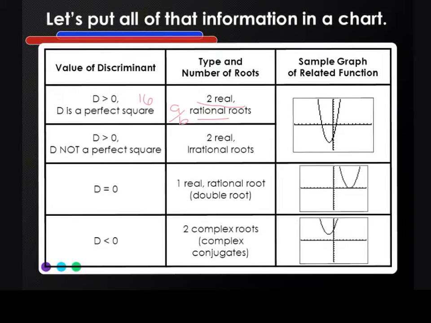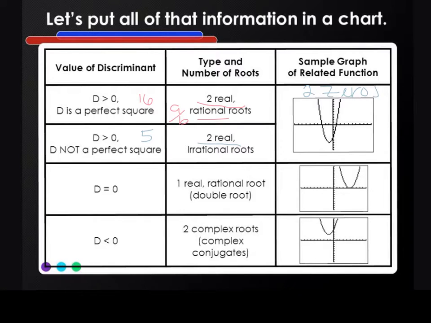The other option is to get a positive discriminant, d is greater than 0, but it's not a perfect square. So maybe this time we get 5. That means you're going to have two real roots, but this time they're going to be irrational. So a number that can't be written as a fraction, it just keeps going and going and has no rhyme or reason to it. So those you'll have to estimate when you're graphing. So you still get two real roots, meaning it crosses the x-axis twice. Two zeros.